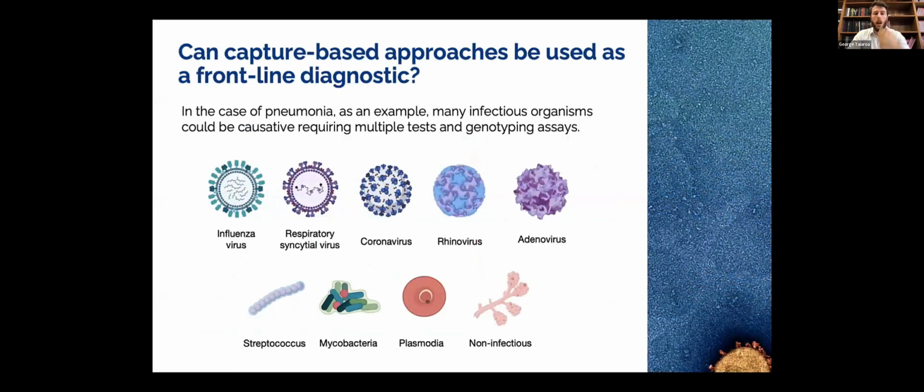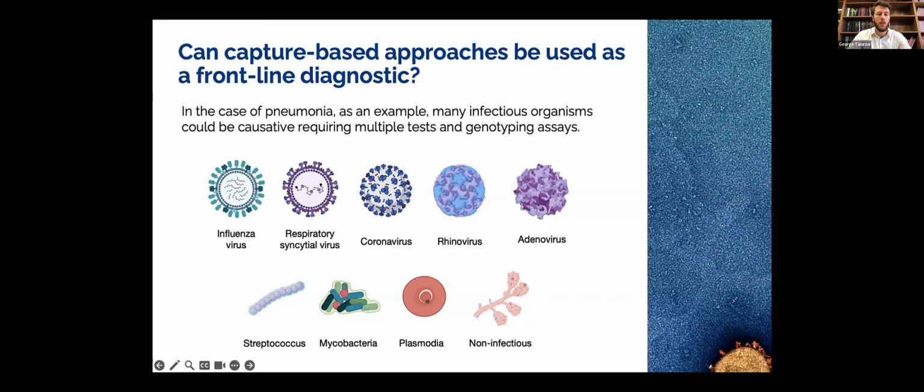We're also considering capture-based approaches as a frontline diagnostic. So things like syndromic tests that you might be familiar with from companies like BioFire can also be designed for panel-based strategies. In this case, I'm highlighting some of the potential pathogens or causative agents for pneumonia, and how having a qPCR test or a panel-based test for multiple different pathogens can get really complex really quickly when you're considering all of this different diversity of infectious agents or non-infectious agents in the case of some syndromes.